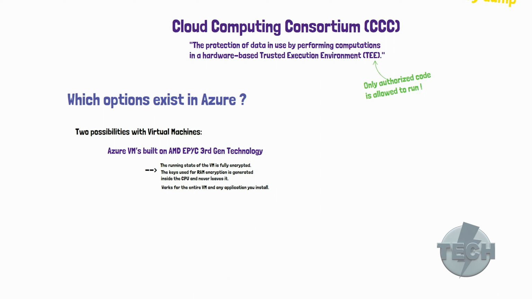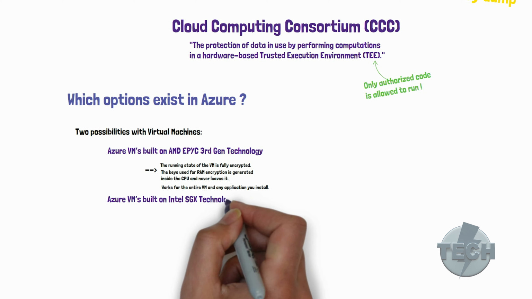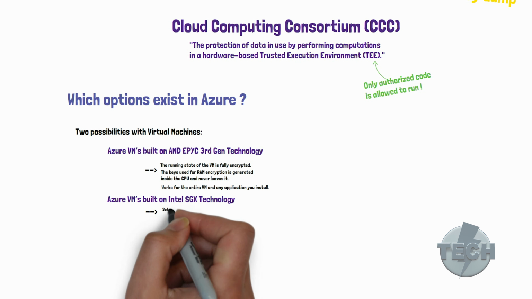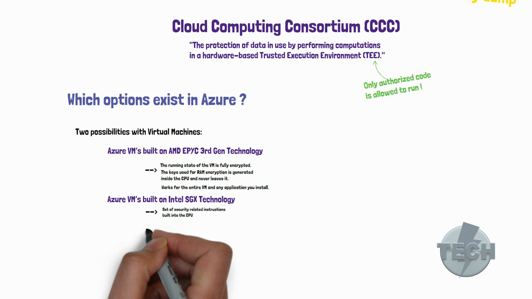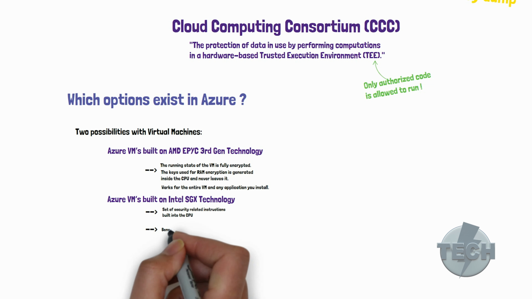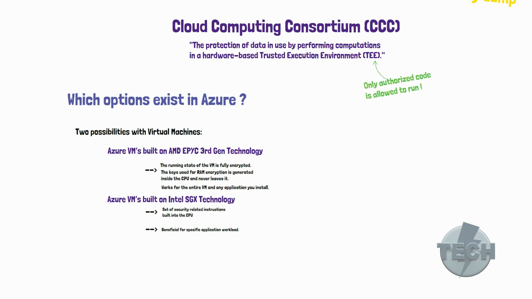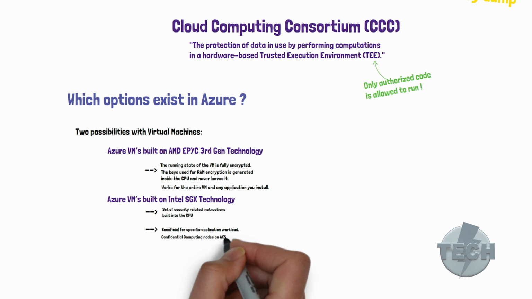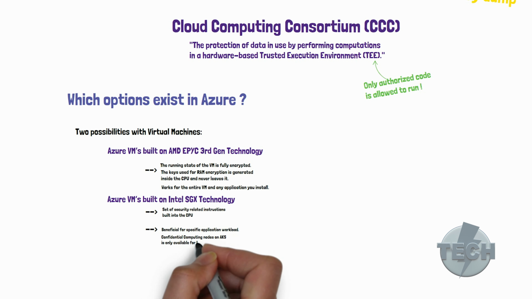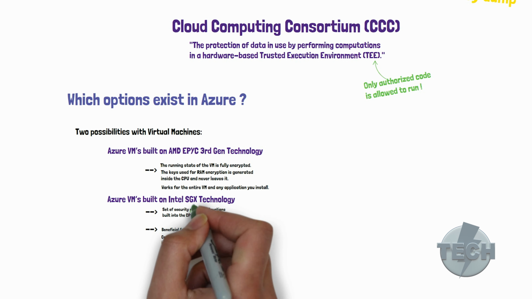Then we have Azure VMs built on the Intel SGX technology. Those are a set of security-related instructions built into the CPU. They can be beneficial for specific application workloads. Confidential computing nodes on AKS, Azure Kubernetes Service, are only available for these Intel SGX enclave nodes.